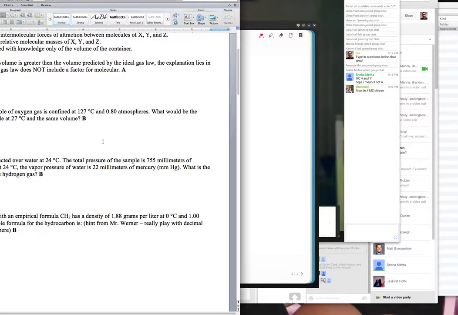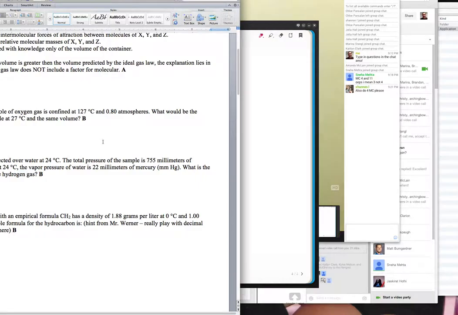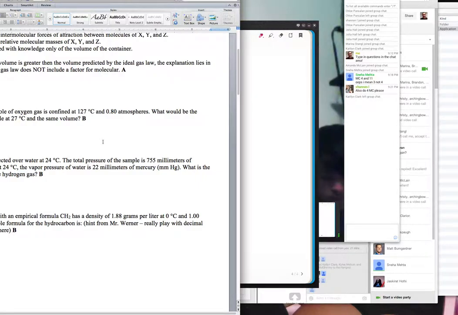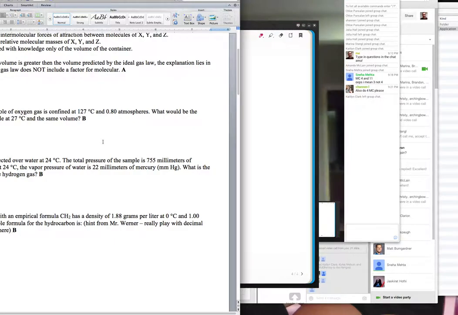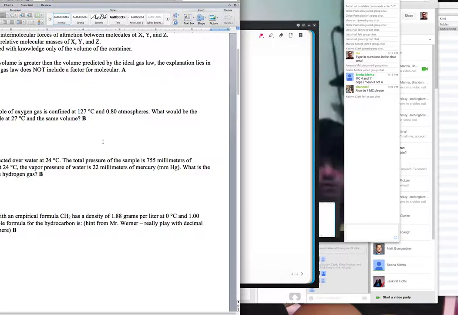Number 4, a sample of 0.01 moles of oxygen gas is confined at 127 degrees Celsius and 0.8 atmospheres. What would be the pressure of the sample at 27 degrees Celsius and the same volume?